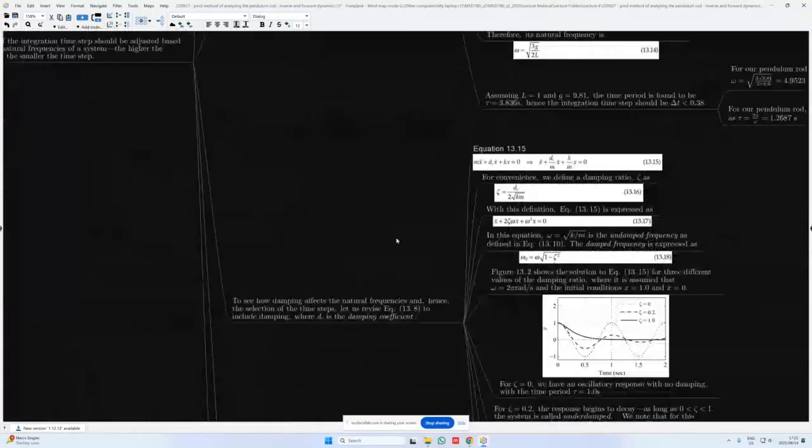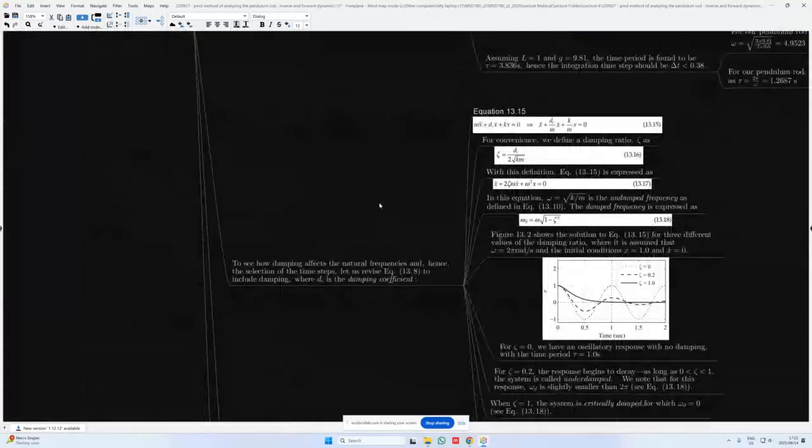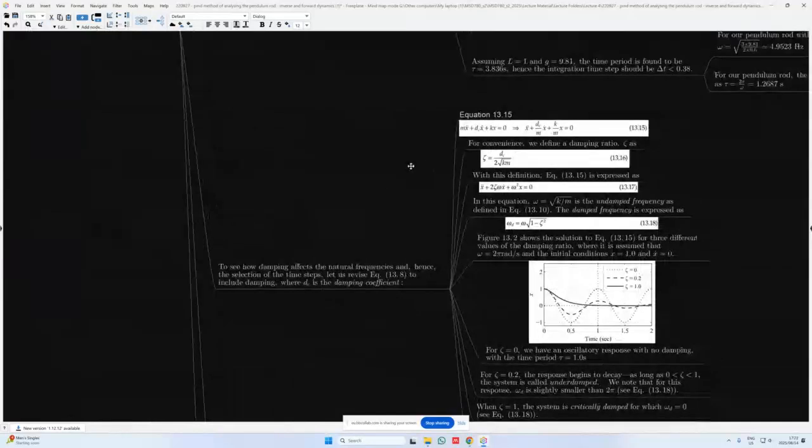Now, to see how damping affects the natural frequencies and hence the selection of the time steps, we can revise equation 13.8 to include damping, where dc is simply the damping coefficient. So now our equation of motion becomes m x double dot plus dc times x dot plus kx is equal to 0. If we rewrite this by dividing by the mass, it becomes x double dot plus dc over m times x dot plus k over m times x, which is equal to 0.